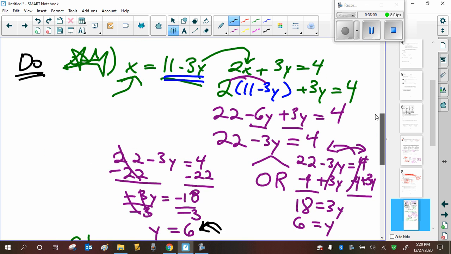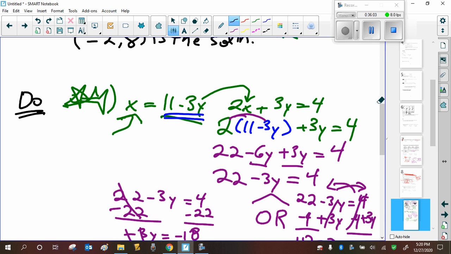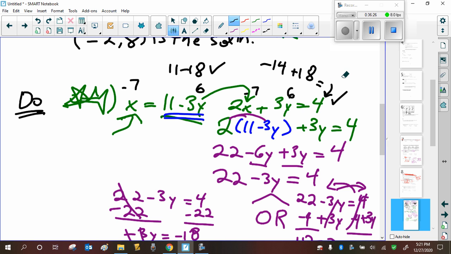Okay, so what's the answer? Negative 7, 6. Does that work? Does negative 7 equal 11 subtract 18? Yes, we kind of just did that. This is the one. It's going to be interesting. Negative 7, 6. Does negative 14 plus 18 equal 4? Sure does.